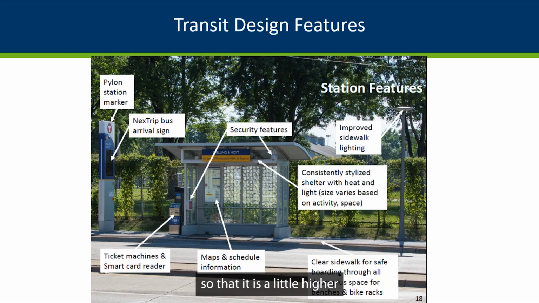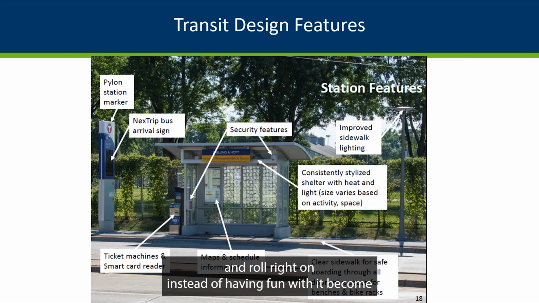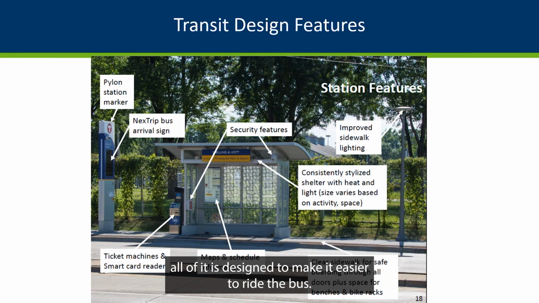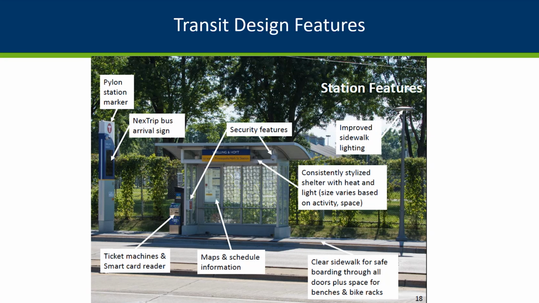So the curb is a little higher, like a 10-inch curb, and the bus has a hydraulic feature, so a wheelchair can roll right on instead of having to lift the ramp up. All of it is designed to make it easier to ride the bus and also to make the bus move faster and not block traffic with long dwell times. So transit comes with its own special set of considerations.